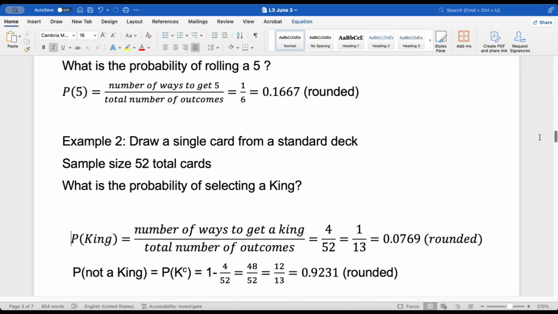Reduces down to 1 out of 13, or 0.0769. So if you want to find the complement, the probability of getting something else, the probability of not a king, the complementary event, you're going to do 1 whole minus 4 out of 52, which is 48 out of 52, or 12 out of 13, which in decimal form is 0.9231. And these values here, 0.9231 and 0.0769, rounded off, should total up to 1 because we have an event and its complement. The sum of those probabilities is always 1 whole.